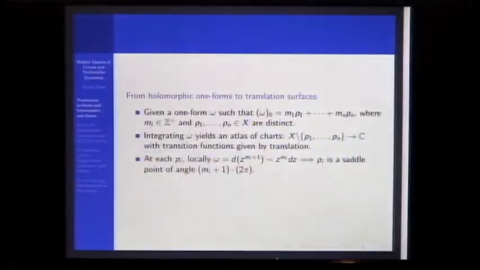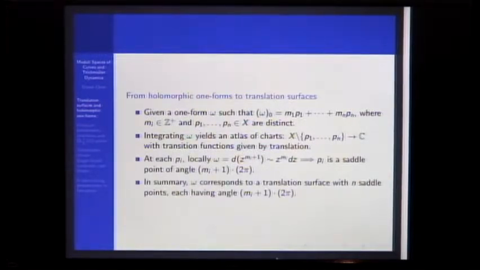What happens at those special points pi? Well, we know locally how omega looks at pi, because that is a vanishing order mi zero. So after choosing suitable coordinates, locally omega has to be d of z to the m plus 1, which gives you z to the m. That at least tells you that with m plus 1 for the exponent of z, and each z corresponding to one disk in the Euclidean plane, you have mi plus 1 many of them. The total angle at P is exactly m plus 1 times 2 pi, an integer multiple of 2 pi. So that is the other direction. In summary, you start from this one form omega and you can get this translation surface with n special points, a set sigma, and each special point has total angle m plus 1 times 2 pi. So I gave you a quick proof of the equivalence between the two definitions.